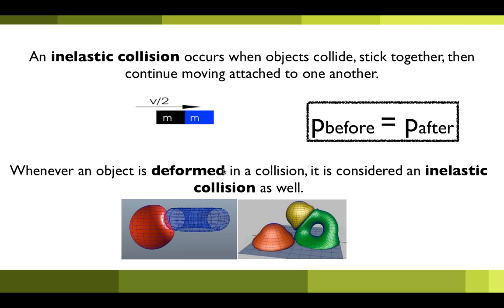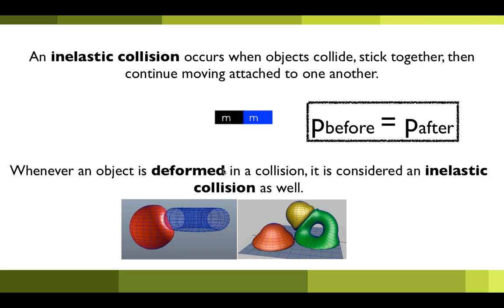So the second type of collision is an inelastic collision. This is what happens whenever two objects collide and they stick together. So as soon as they stick together, you know it's an inelastic collision. You can also identify inelastic collisions if the two objects collide and they get deformed.